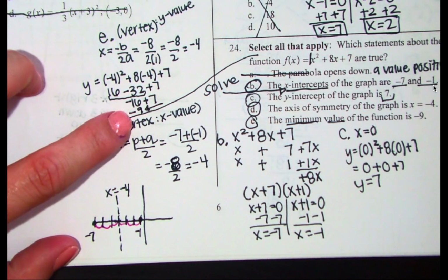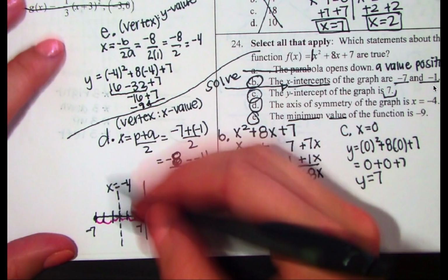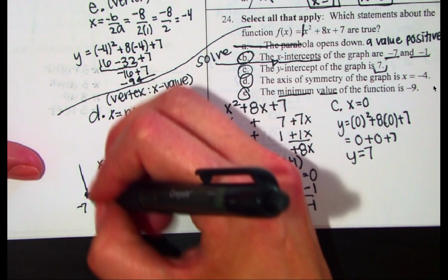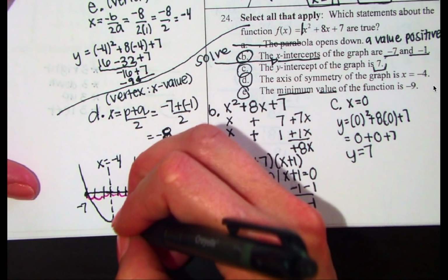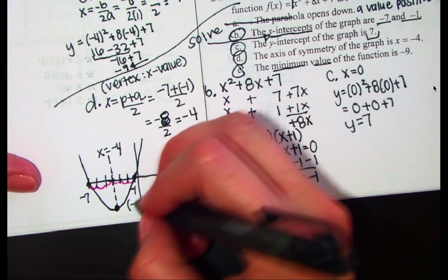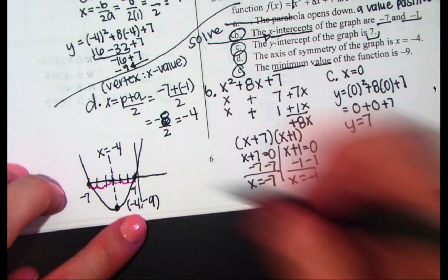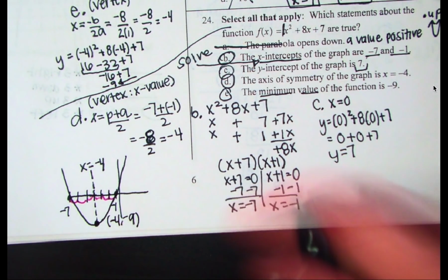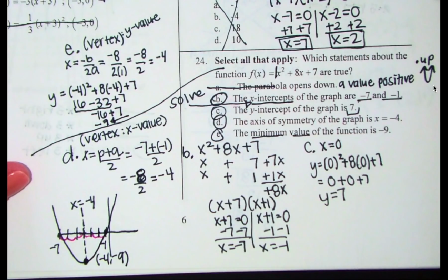That is the minimum value. That means on my graph, I have this parabola opening up. The vertex is going to be down here at -4, -9. So the minimum value is down here at -9. Lots of steps in number 24.